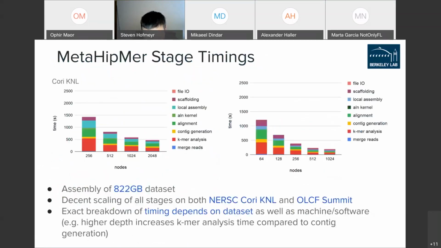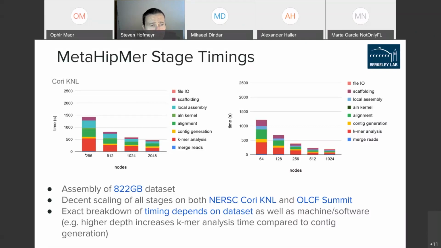So what do these different stages look like in reality when we try and compute them? I'm going to show you here how long each stage takes relative to the others. So these results are for doing an assembly of an 820 gigabyte data set, which is something you wouldn't do unless you had a sufficiently large memory. And this is on the NERSC Cori supercomputer, the Knights Landing partition.